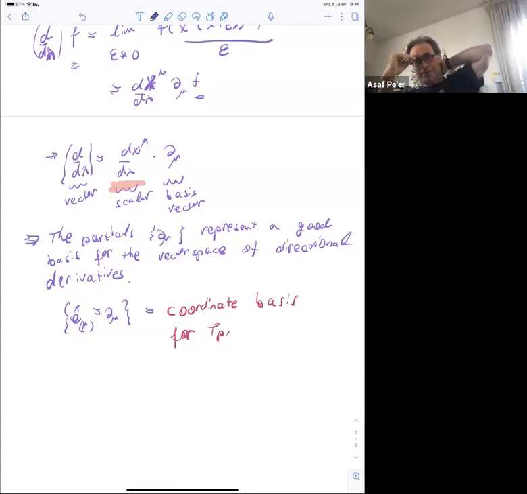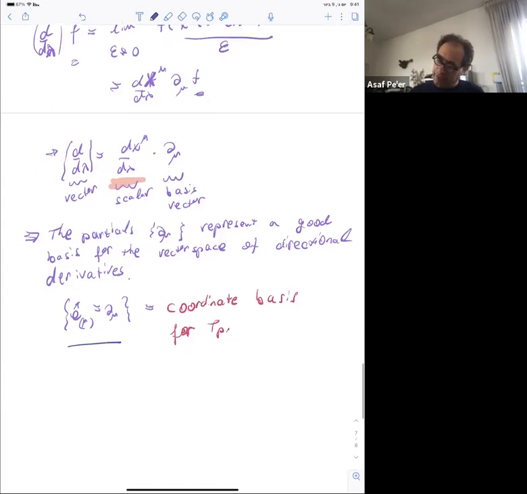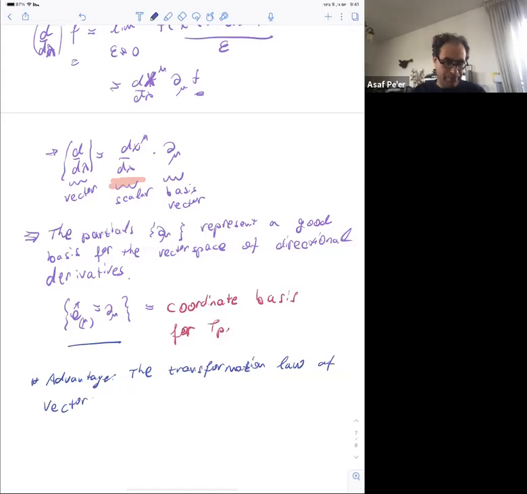Of course, the important thing in doing it like that is that I'm getting the transformation law of the vectors pretty much for free. So if I write down these basis vectors, let's say that I have a new coordinate system. So the advantage: the transformation laws of vector components and vectors in general is immediate.